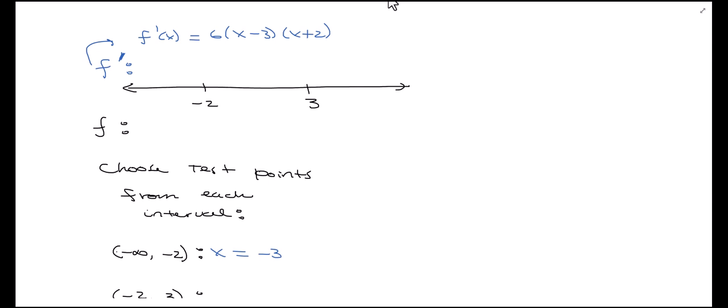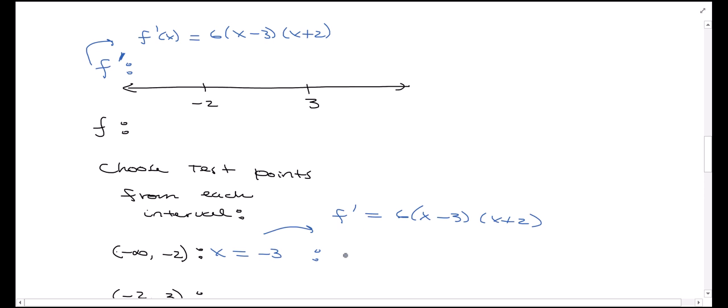Okay, so when x is -3, we're going to test it in the derivative, which is f prime equals 6 times (x minus 3) times (x plus 2). So when x is negative 3, you're going to have 6 times (negative 3 minus 3) times (negative 3 plus 2). So you're going to have a negative times a negative. We can ignore the 6, that's always positive.